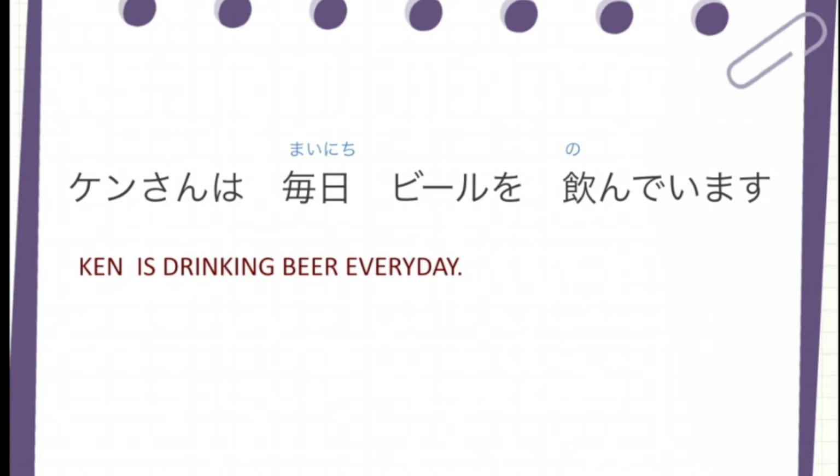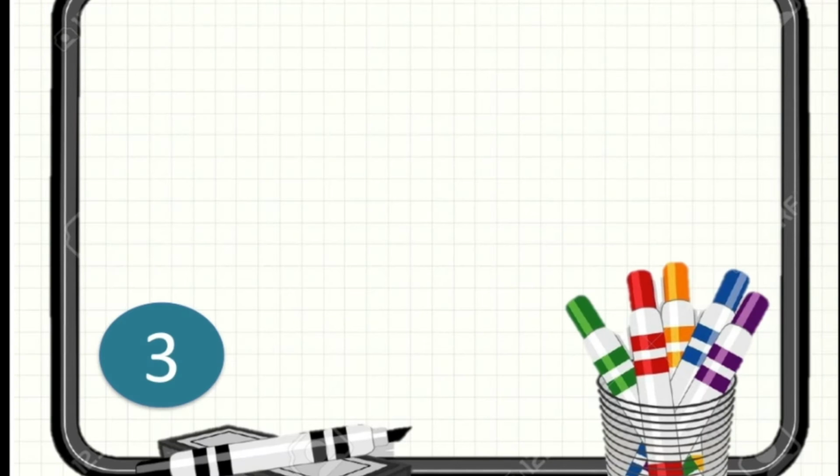Next. Ken-san wa mainichi biru o nonde imasu. Same case as the first sentence. It means although Ken is not drinking beer at the moment, he does it every day. So we use the verb te iru. Next use.